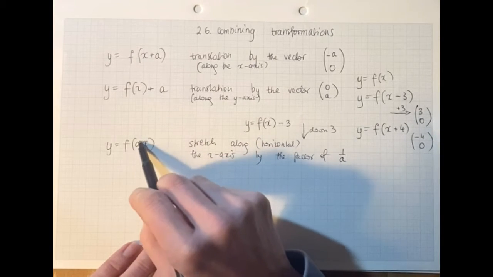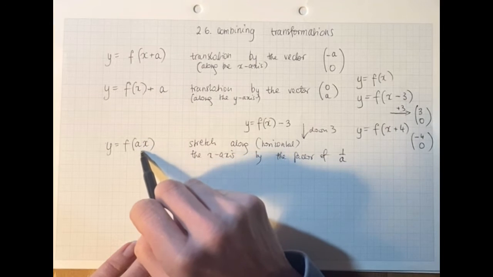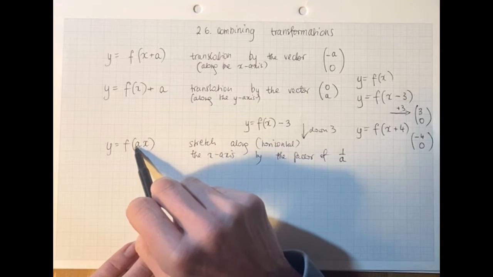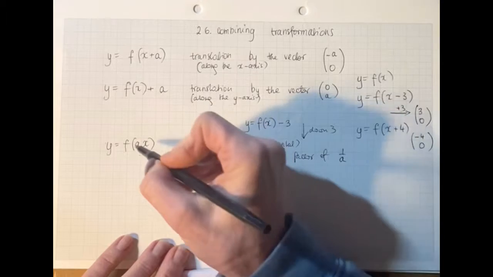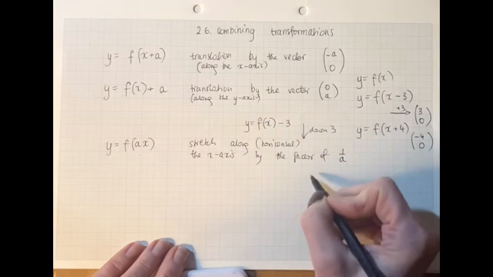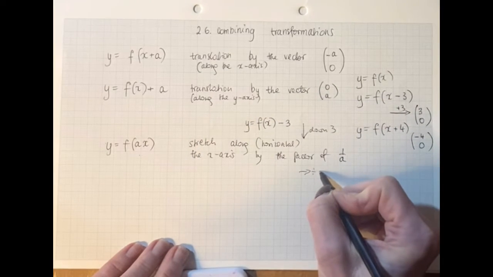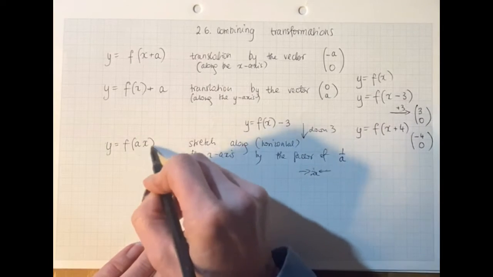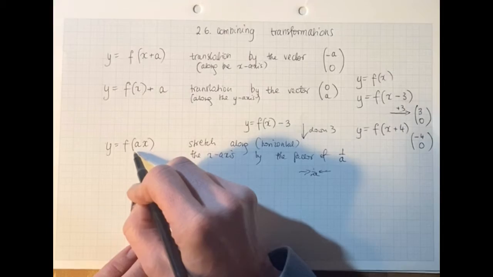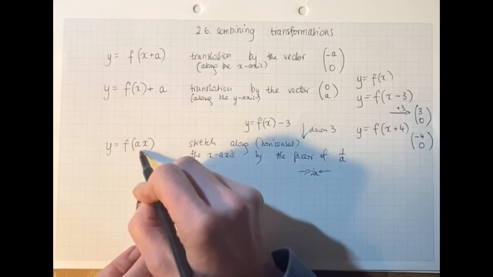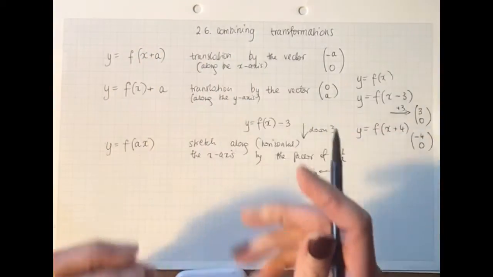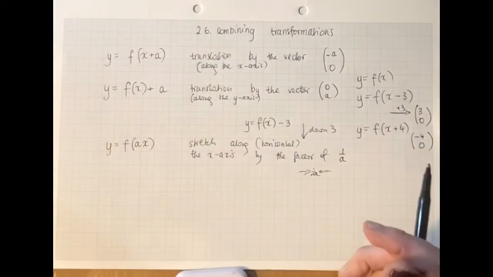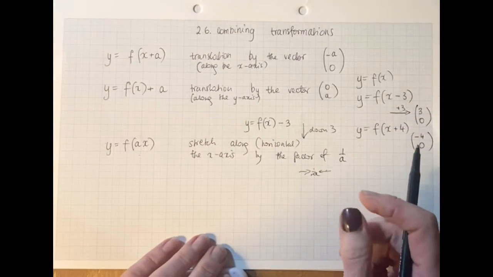So why is that 1 over a? It's inside the bracket. The opposite thing happens to x's. If you multiply it by a, it means all the x's are going to be divided by a. So you divide by a. So if you think about it, you want everything to be happening a times as fast. So that means the graph will be squashed lots of times.